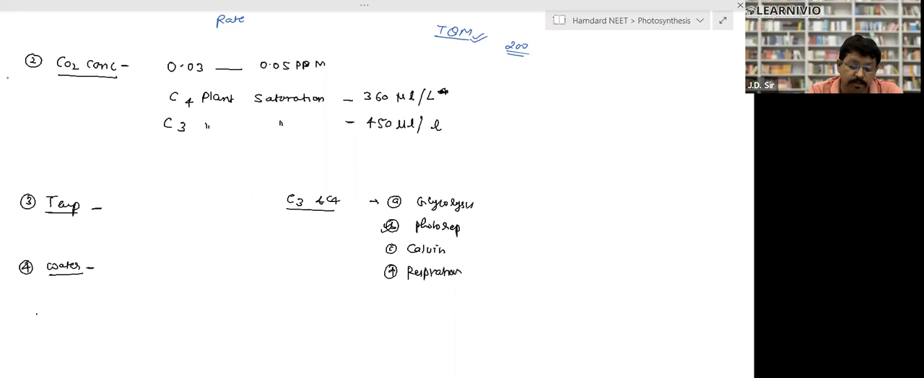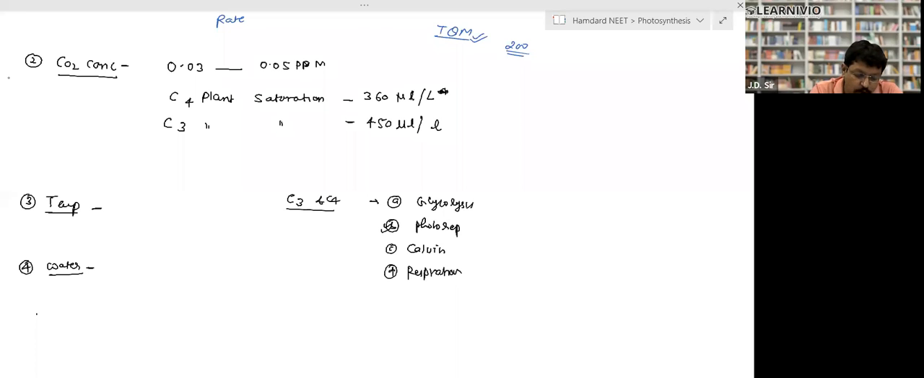So that's how temperature works, right? Temperature does not have a very large impact in the middle range, but at high or low temperature, or we can say at extreme temperature, the enzymes stop working, and that's how it affects the rate of photosynthesis as well. You can write it down. Please write it down. Photosynthesis is maximum at optimum temperature. Full stop.